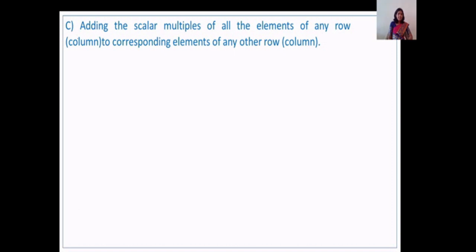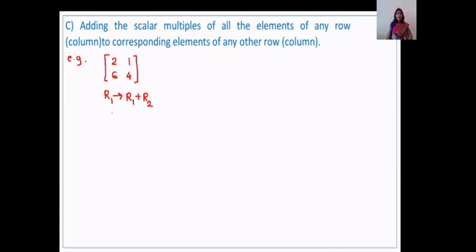So let's start with an example. Suppose the example is 2, 1, 6, 4. Now what is the transformation? R1 gives R1 plus R2. We start with a simple transformation. That is 2, 1, 6, 4, and we have to make R1 become R1 plus R2.